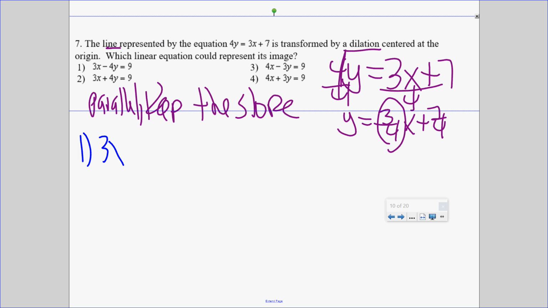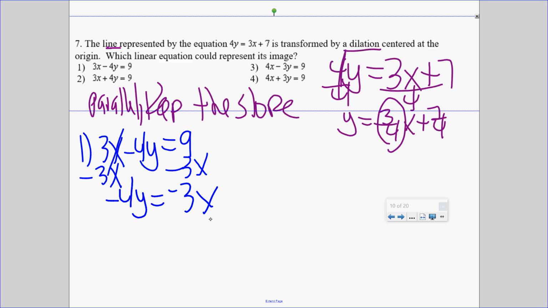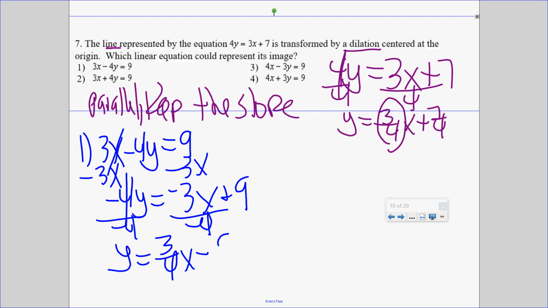Choice 1, 3x minus 4y equals 9. I subtract 3x. I then divide by negative 4. I get positive 3/4 because a negative over a negative is a positive, minus 9/4. 3/4, 3/4. I already have my answer. Again, it's a good idea to go through all 4 choices, but I'm not going to right now.